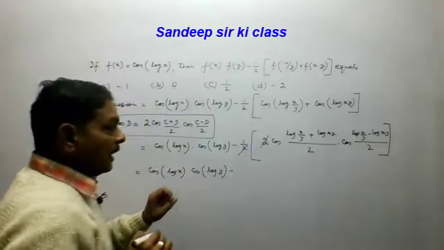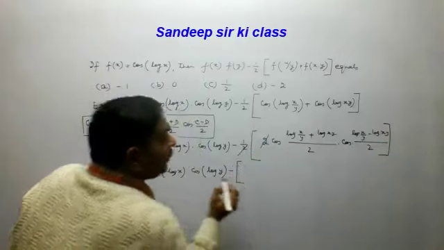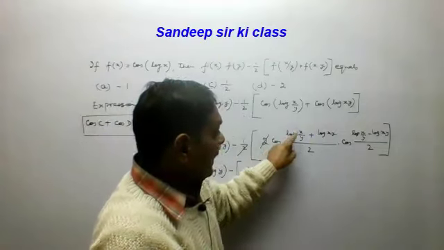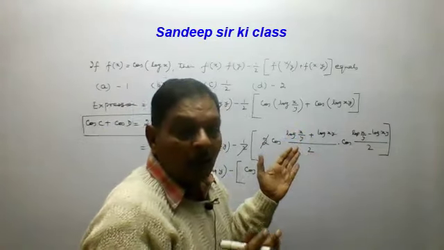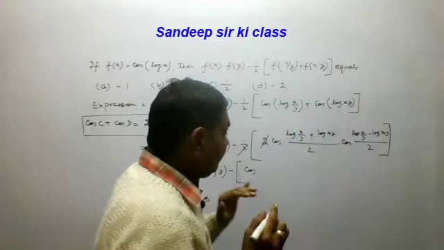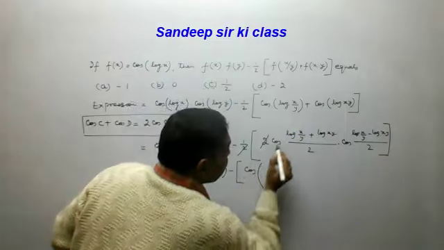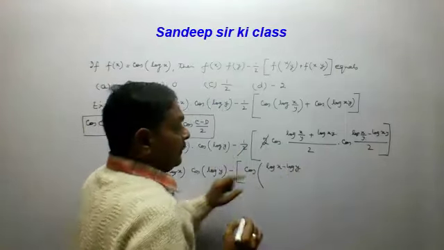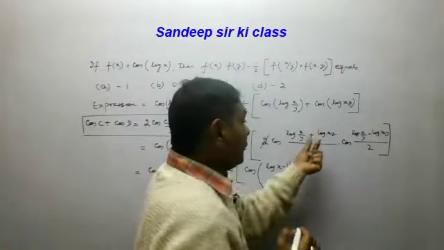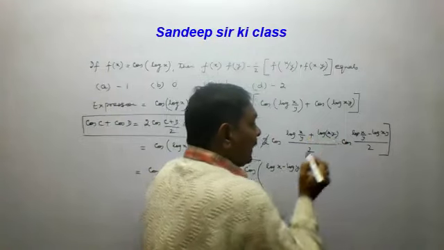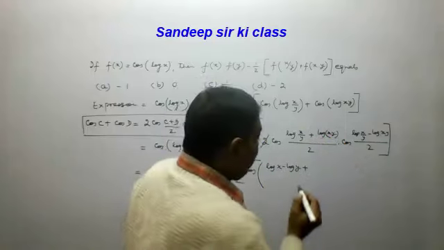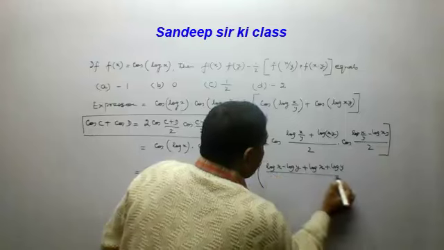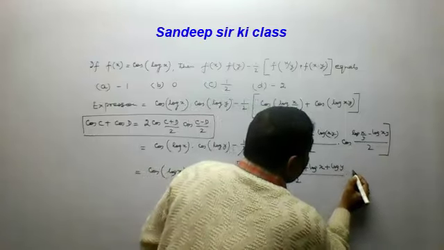2 and this 2 are cancelled. In bracket we obtain cos. Now log x upon y can be written as log x minus log y with the property of log. So this will be log x minus log y plus again log xy. Log xy can be written log x plus log y. So it will be (log x plus log y) upon 2 into cos.